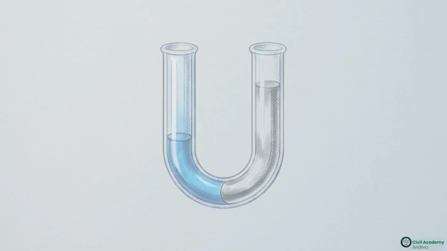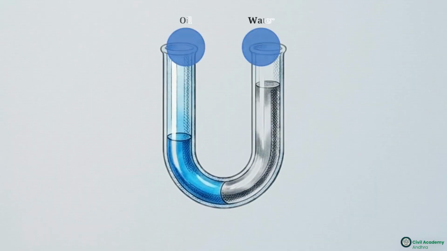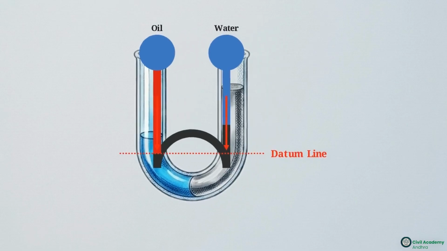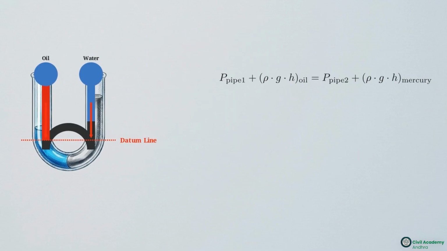Let's check your work on that active recall problem using the left-right limb method. The total downward pressure on the left side of the datum equals the downward pressure on the right side. You add the pipe pressure to the weight of the oil column and set it equal to the opposite pipe pressure plus the mercury column.